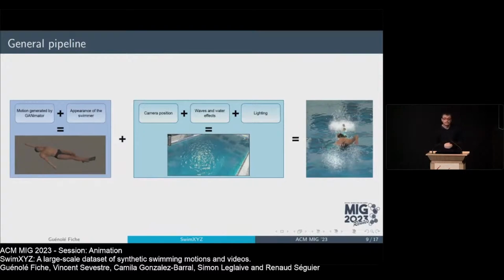So once we have these motions, because for now we just have a skeleton, then we will apply an appearance for the swimmer and make it do the motion. So we do it in Blender. And then we use Unity to create a virtual environment. So we can change a lot of things like the camera positions, the waves on the water effects, or the lighting. And then we just put the animation of the swimmer inside the environment and record the videos.